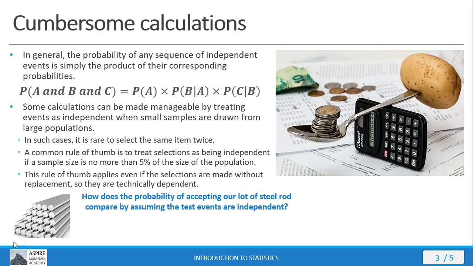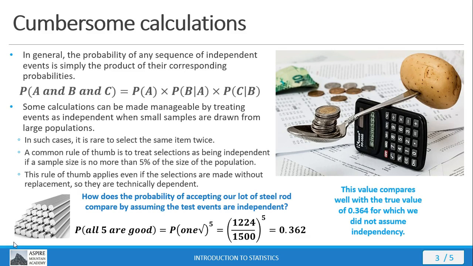How does the probability of accepting our lot of steel rod compare by assuming that the test events are independent? What if we made that assumption? I mean, we are sampling 5 out of 1,500, so we're well within that 5% threshold. So what happens if we recalculate this using this assumption? Well, the probability of the 1 is going to be 1224 over 1,500. There's 5 of them, so we raise it to the 5th power, and we get 0.362. Not appreciably different from what we saw previously. So it's going to compare well.